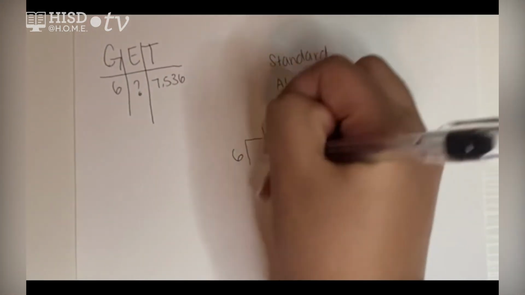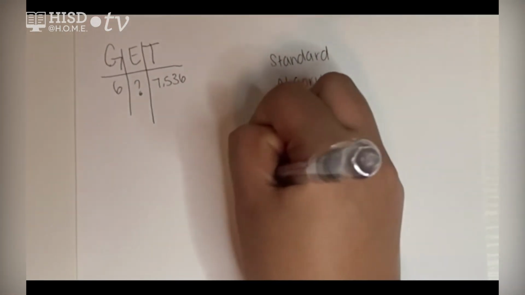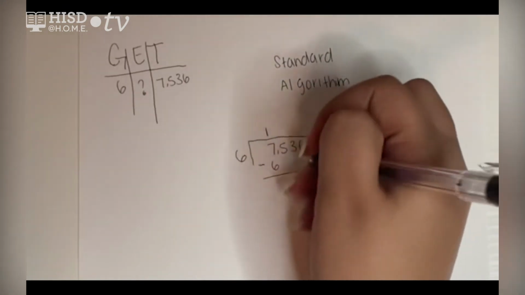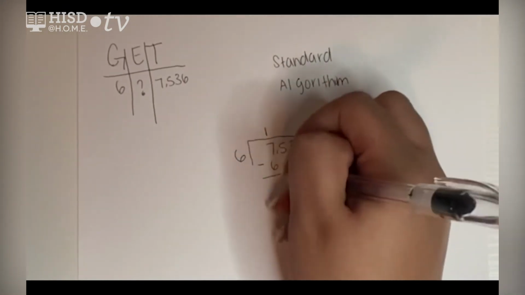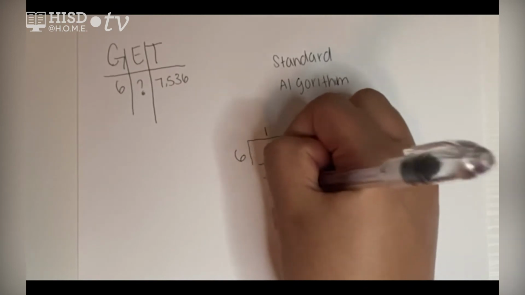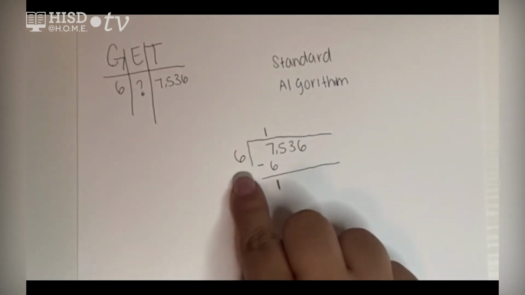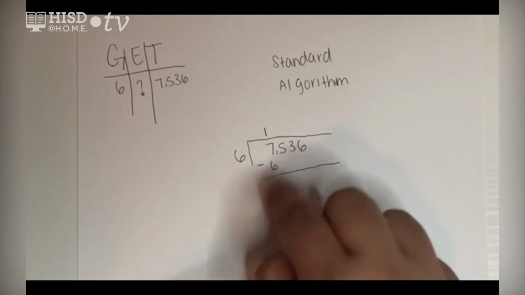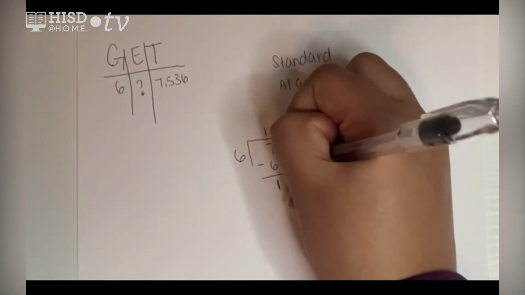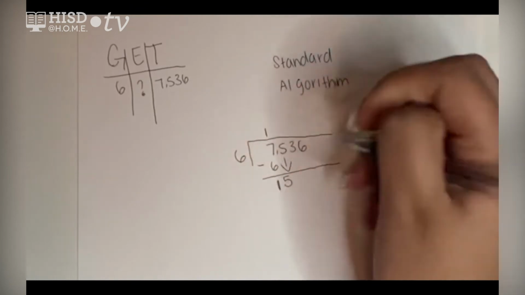Yeah, once, right? So 6 can go into 7 one time. So I'm going to go ahead and subtract 6 from that. Because 6 can go into 7 one time, and I'm going to subtract 6, and I know that 7 minus 6 is 1. And I'm going to go ahead and drop the next number, because I know that 6 can't go into 1, can it? Nah. But I'm going to drop the next number, and this is going to be 5.